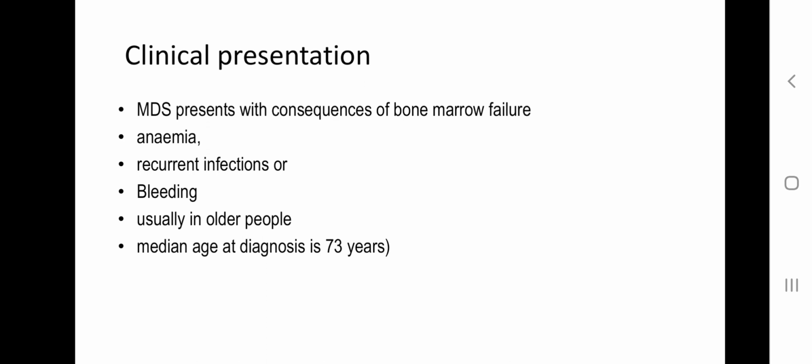The clinical presentation of myelodysplastic syndrome is the consequence of bone marrow failure. They can present with anemia if there is a low RBC count, with recurrent infections if there is severe leukopenia, and with bleeding when the platelet count is low. It usually occurs in the older age group. The median age at diagnosis is 73 years for myelodysplastic syndrome.